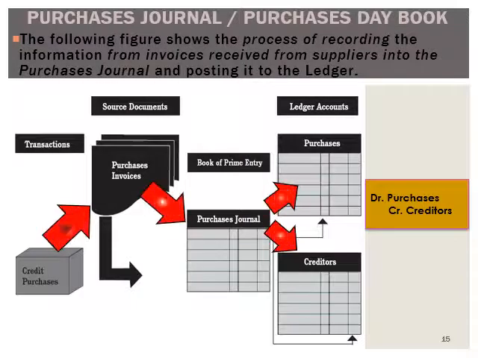The following figure shows the process of recording the information from invoices received from suppliers into the purchases journal and posting it to the ledger. So when we have credit purchases, this will need to be recorded in the purchases journal based on the purchase invoice received. In the purchases journal, we will have the information on our purchase transaction. From the purchases journal, we will then transfer to the related ledger accounts, which are based on the double entry of debit purchases, credit creditors.